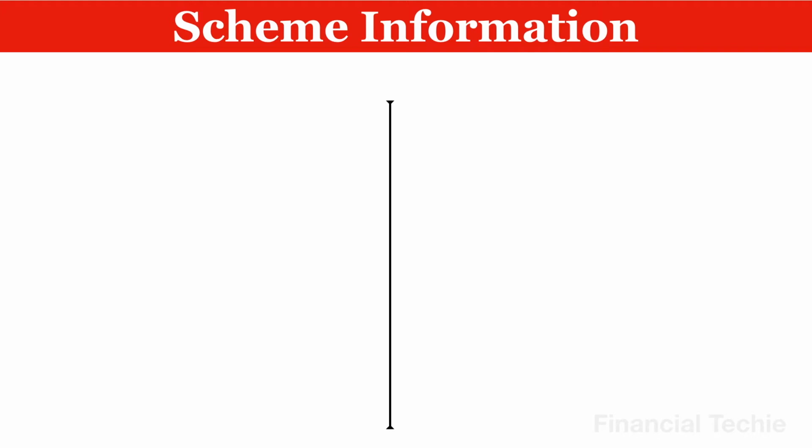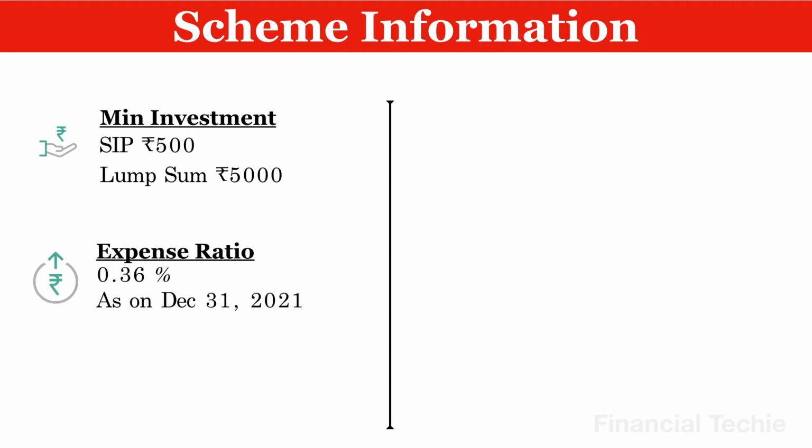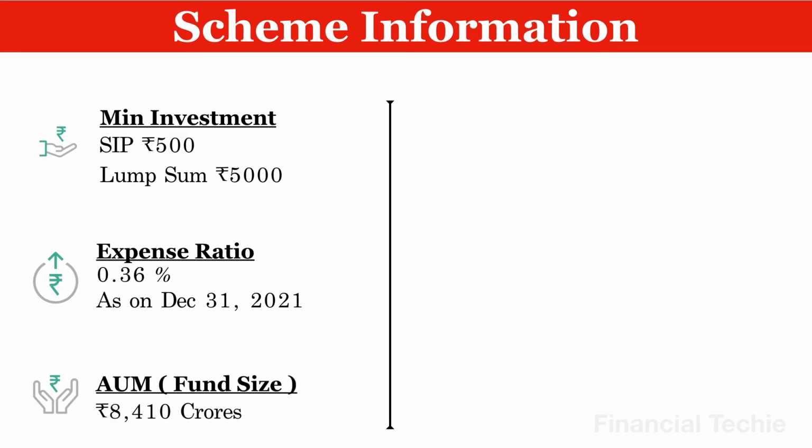Let us start by seeing how much money we need to invest as the minimum investment. In case you want to start with SIP, you need to start the investment with a minimum of 500 rupees. In case of lump sum, you have to start the investment with 5,000 onwards. The expense ratio associated with this Axis Small Cap Mutual Fund is 0.36% as on December 31st, 2021. The asset which is getting managed under this fund is around 8,410 crores. There is no lock-in period associated with this fund.